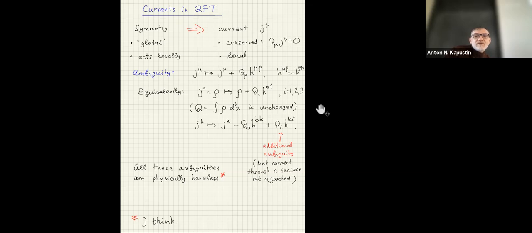Also, even if you fix this ambiguity, there's still additional ambiguity in the current itself, because really the conservation equation involves the divergence of this current, so all such terms drop out anyway. So when you see expressions in the textbooks for currents, you need to realize it's just some choice. Maybe in some cases there are some natural choices, but sometimes not so natural.